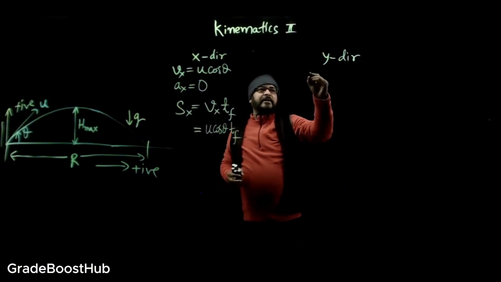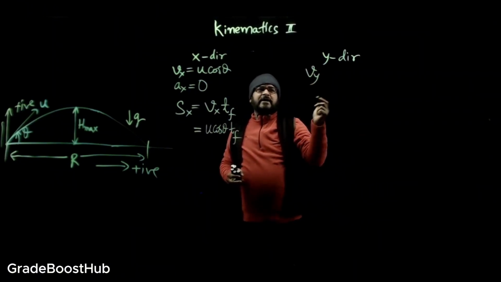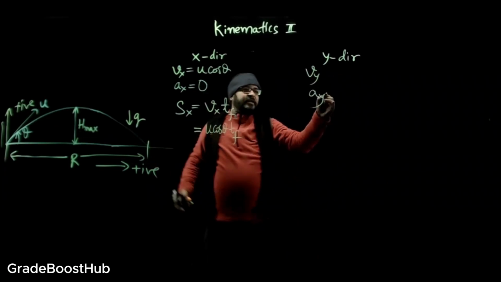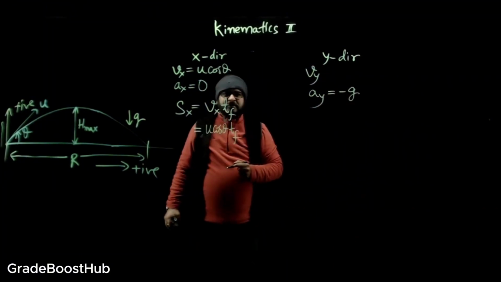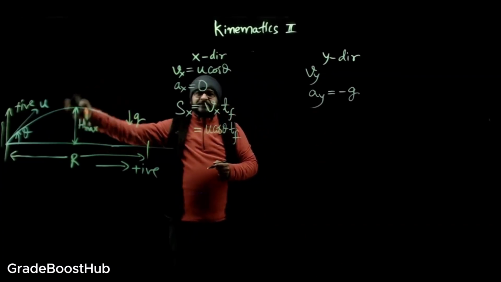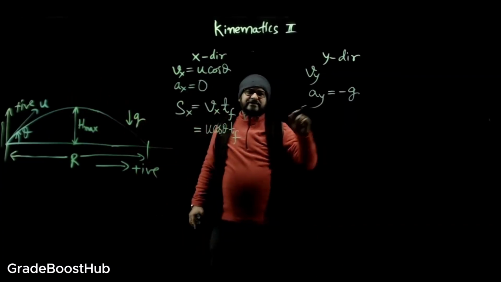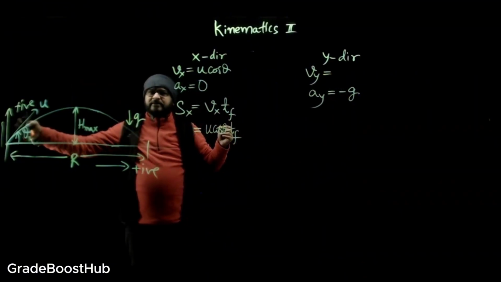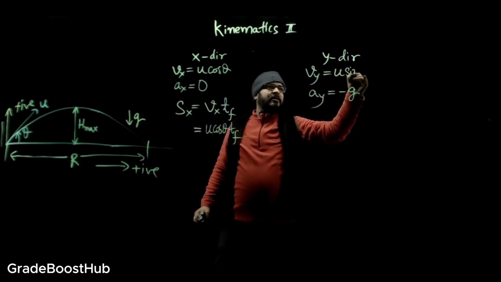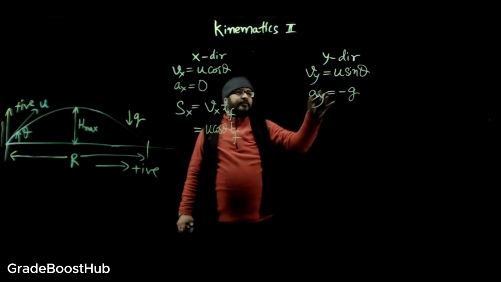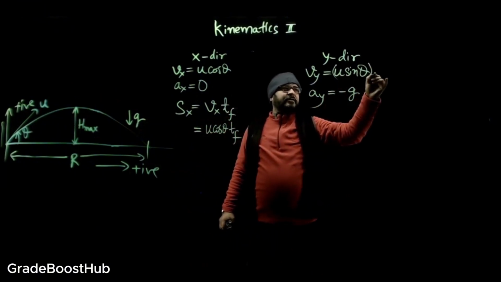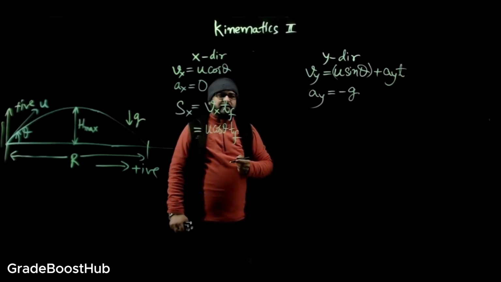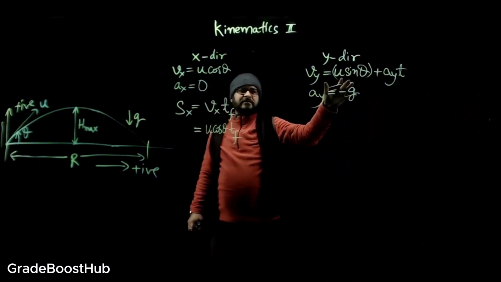Right, in y direction, what is happening? My velocity in y direction I can find, but first let me see what my acceleration in y direction is. It is equal to minus g. I took an arbitrary convention: everything up is positive. So I have minus g. Now, the y component of the velocity initially is u sine theta. At any given time, it will be initial velocity plus ay times t. Do you all agree with this?